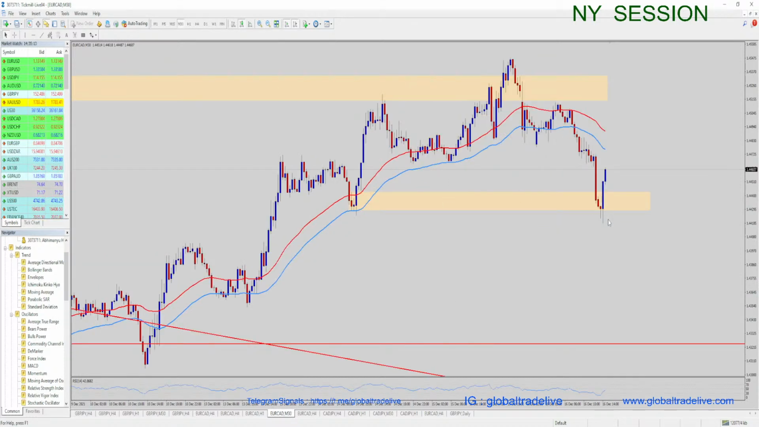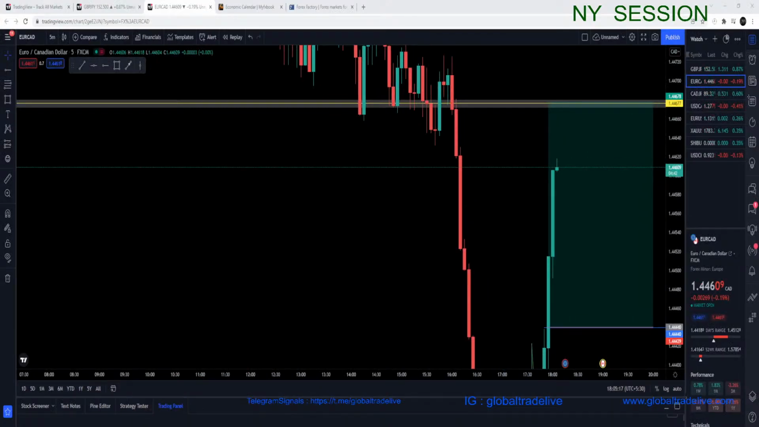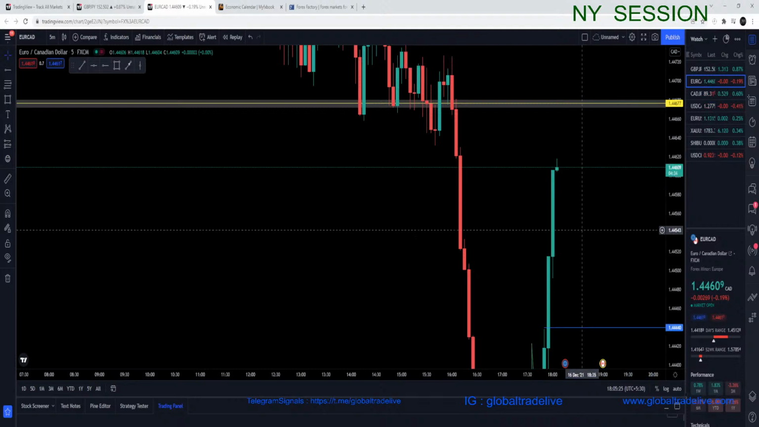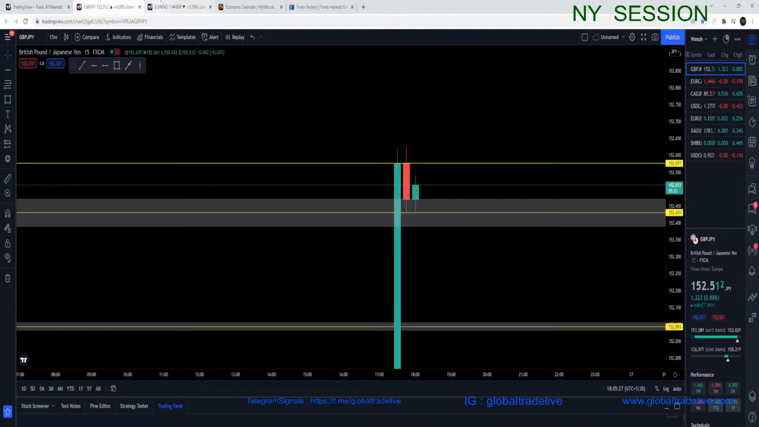Look here, market came down, starting to reject. 17 pips. Oh, candle closed with no wick. I have closed everything over here, booked all the profits. So these two were the trades for today. I'm gonna show you the results.